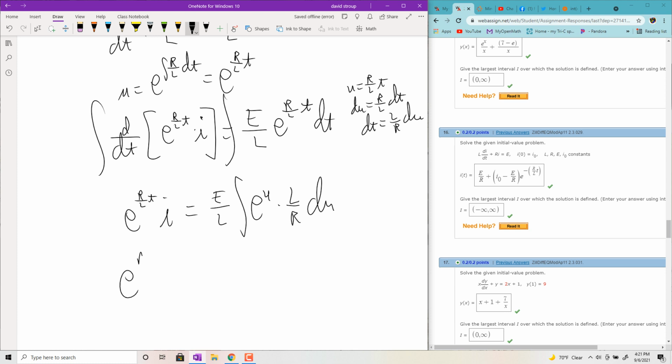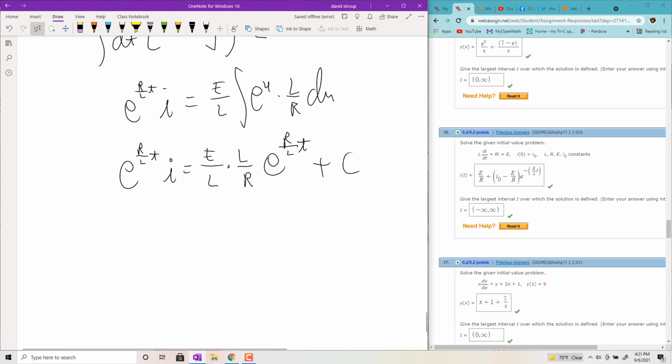And then I get e to the R over L t times I equals E over L, and then times L over R, you can pull that out. And then the integral of e to the u is just e to the u, back substituting e to the R over L t. And then plus integration constant. Divide everything by e to the R over L t. You get I equaling, some cancellation there, E over R plus c e to the negative R over L t.